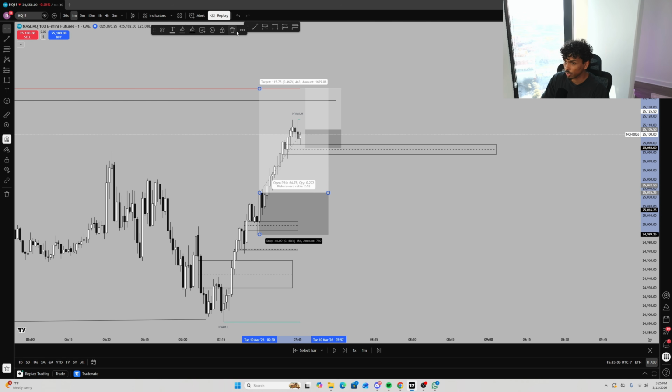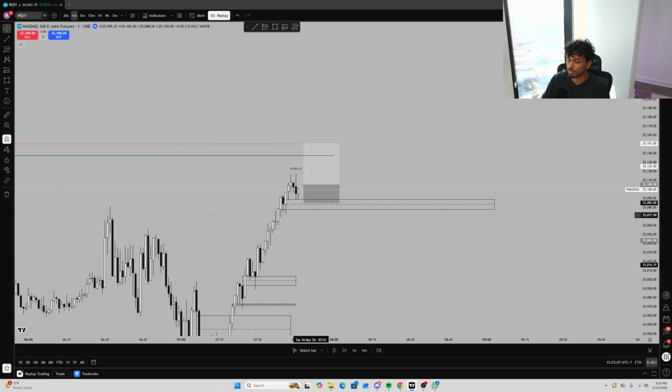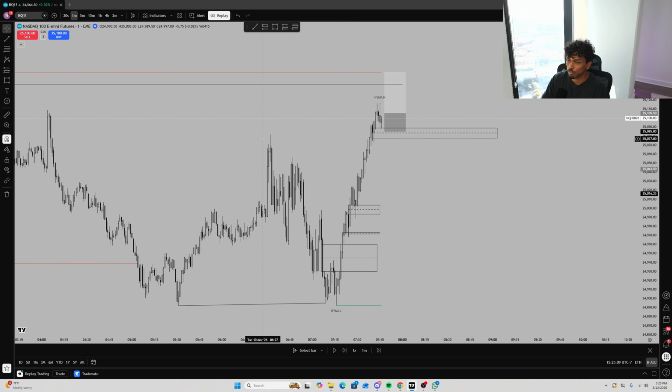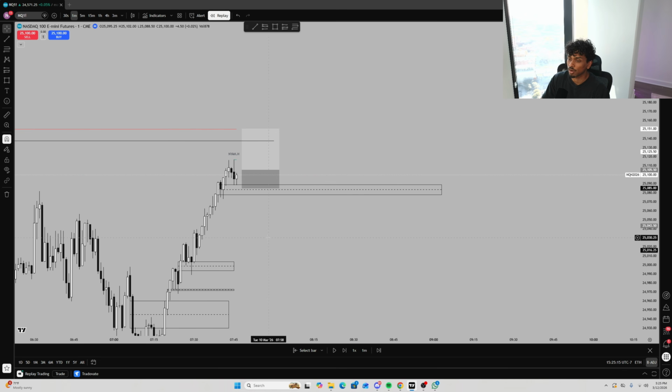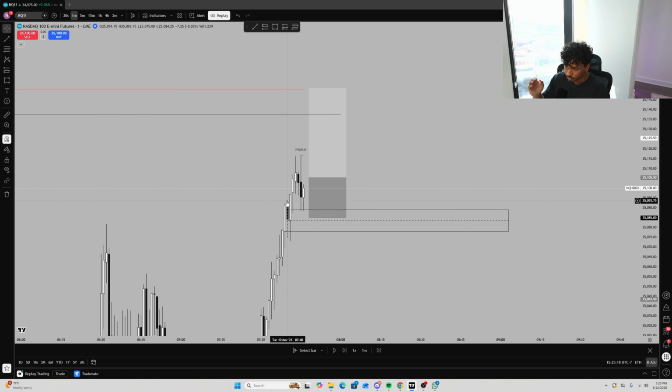So this is a potential entry, and now we have this entry right here where price has overall broken out of this range, and now we're looking for some sort of mini continuation to this high right here, right? So this is also lining up with the second type of continuation entry, which is a retracement into a lower time frame gap.